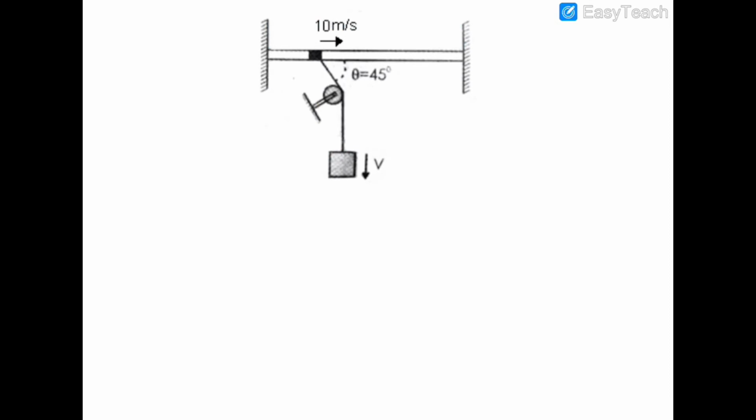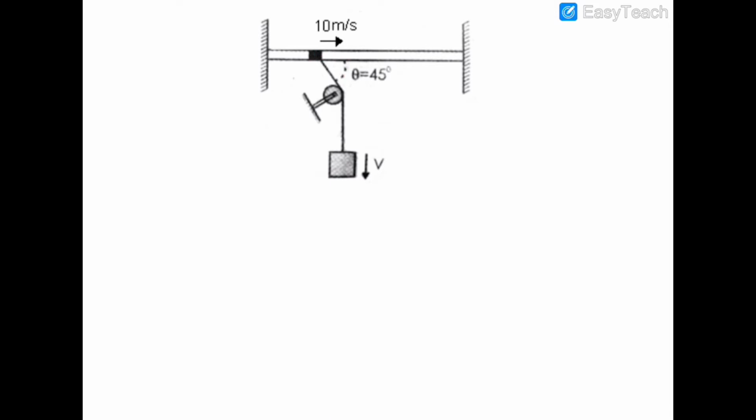Next question. In this problem, this is a bead. You can understand the bead as a ring which is sliding on this rod. The ring is restricted to move only along the rod, so it can move only along the x-axis, while this block is moving along the y-axis only, because it does not have any horizontal force acting on it. As this block moves downwards, the ring will move forward and this angle will be variable.